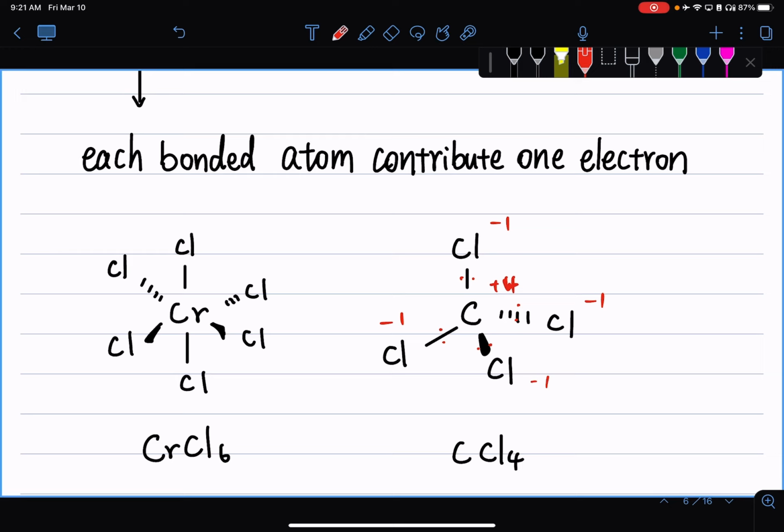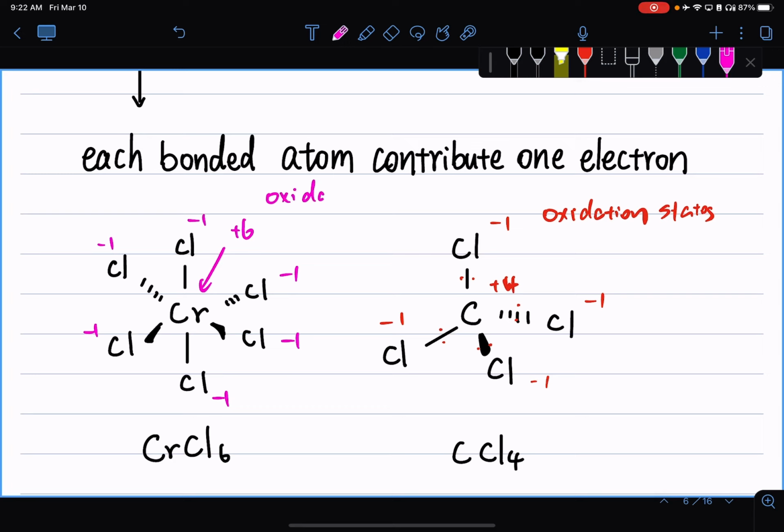Again, this is oxidation state. We're not talking about formal charge or anything. It's different from formal charge, so don't mix them up. We can do the same for our transition metal complex on the left-hand side. For each of the chlorides, we expect a -1 oxidation number, and then the oxidation number on the central chromium is likely to be +6. Again, we're talking about oxidation state.